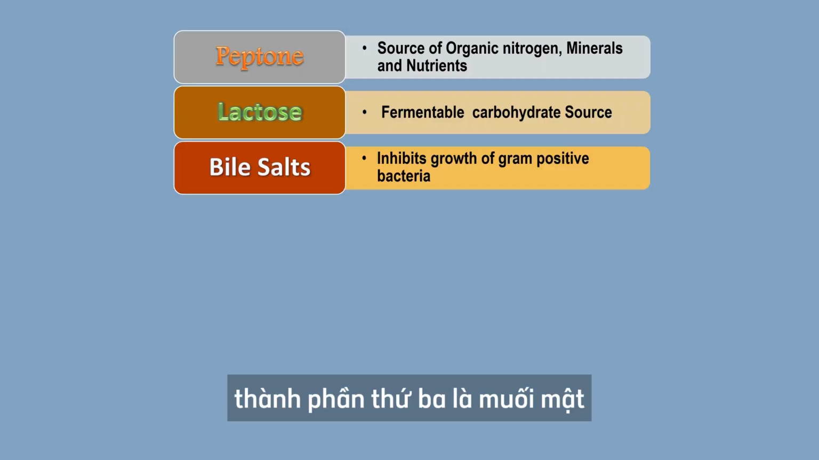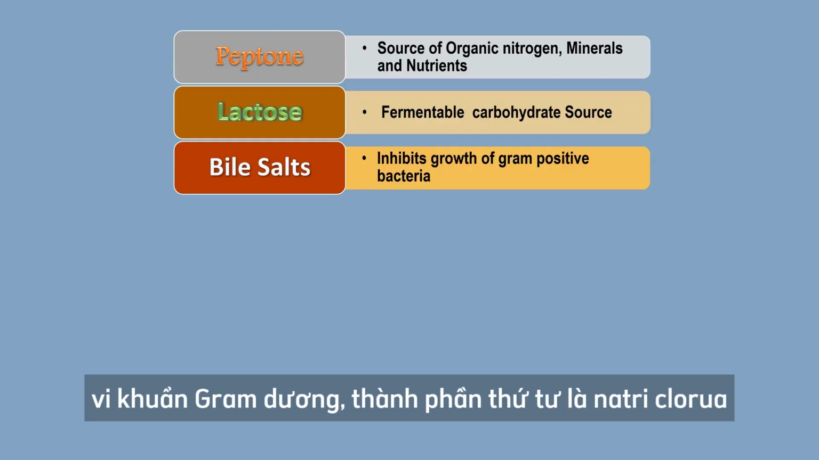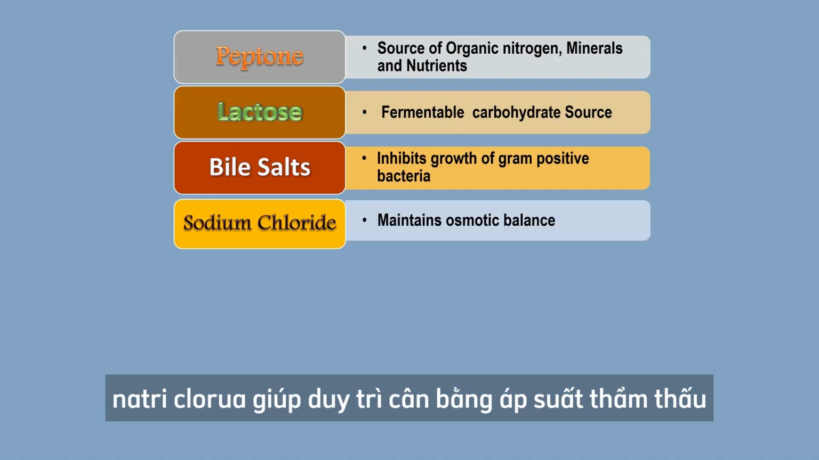The third ingredient is bile salt. The role of bile salt is that it inhibits the growth of gram-positive bacteria. The fourth ingredient is sodium chloride. The role of sodium chloride is to maintain the osmotic balance.